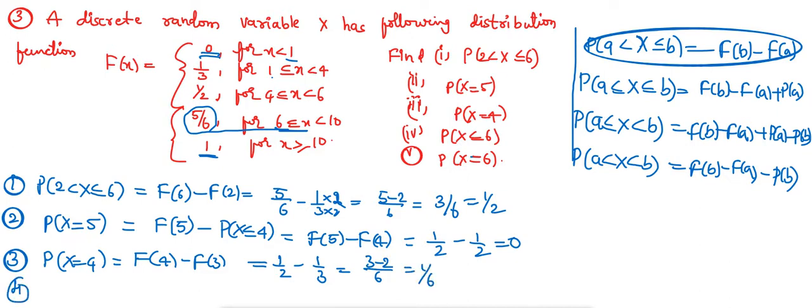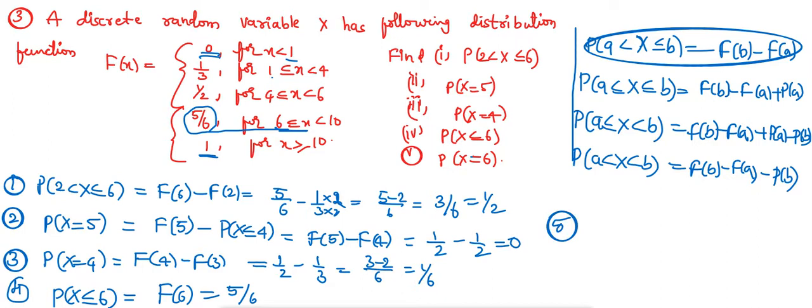Fourth one, probability of x is less than or equal to 6. That is F of 6. 6 lies in which interval? 6 to 10, that is 5 by 6.